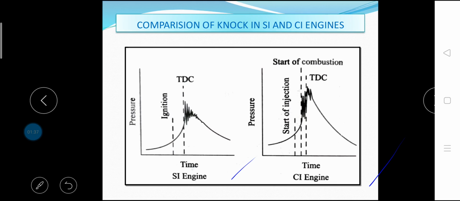The factors that tend to increase autoignition reaction time and prevent knock in SI engines promote knock in CI engines. Also, a good fuel for spark ignition engines is a poor fuel for CI engines. The spark ignition fuels have high octane rating, 80 to 100, and low cetane rating of about 20, whereas diesel fuels have high cetane rating of about 45 to 65 and low octane rating of about 30. This is all about the comparison of knock in SI and CI engines.